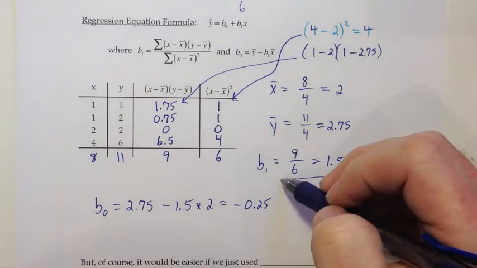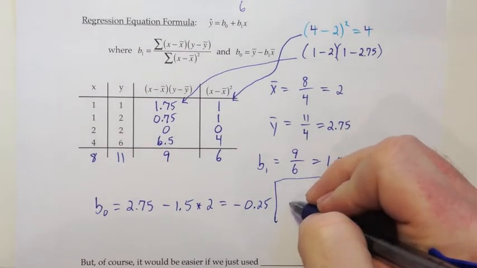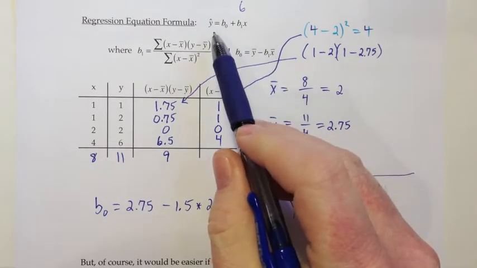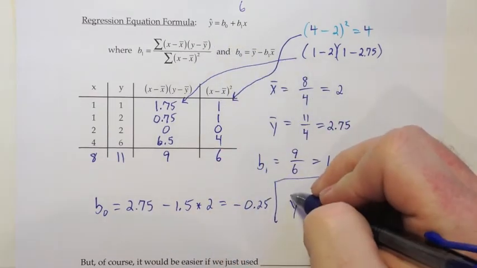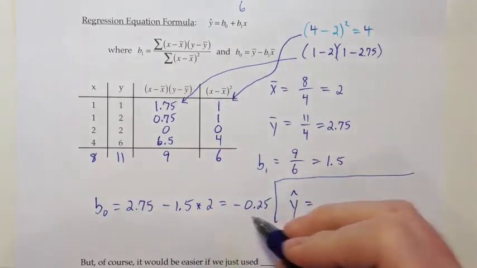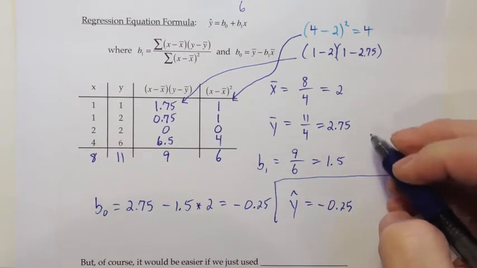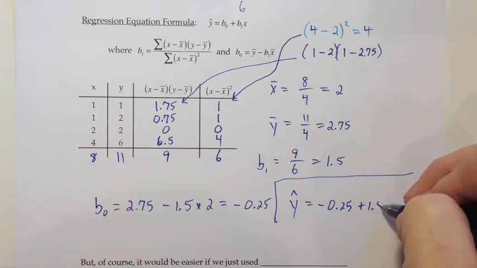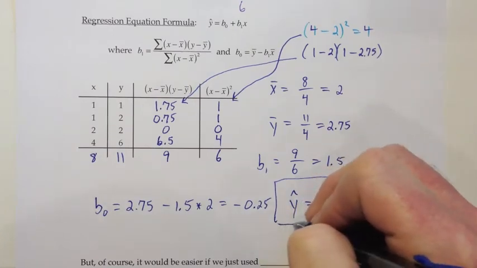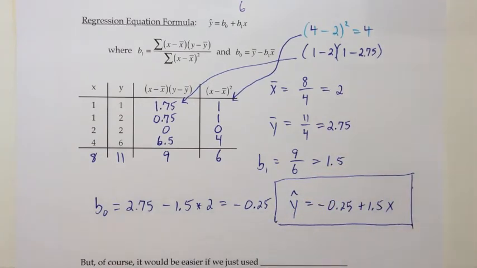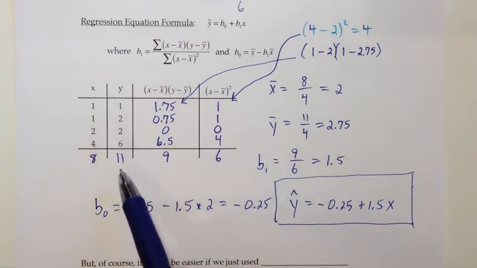All that's left really is to write our answer, and our answer would be in the form that was given, y hat equals b0 plus b1x, where in this case b0 is negative 0.25 plus the slope, which is 1.5 times x. So that would be my regression equation. According to those formulas and the calculus that produces them, this equation right here would produce the smallest sum of squared error for this data set.